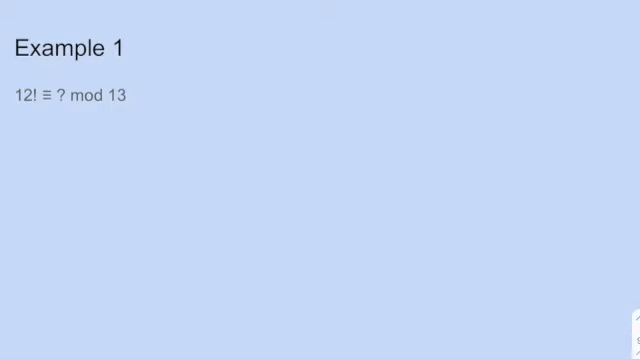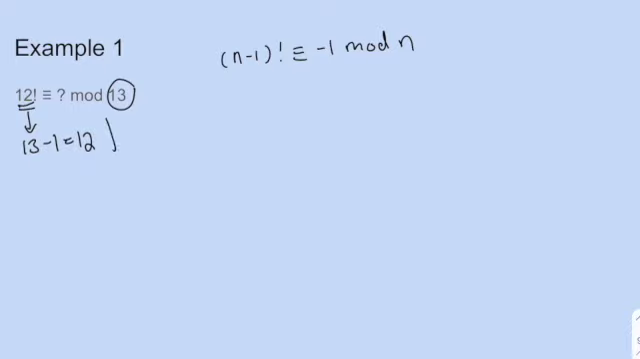In the first example, we have 12 factorial. And since Wilson's theorem states that n minus 1 factorial is congruent to negative 1 in mod n, and 13 is a prime number, and 12 is 13 minus 1, then we know that 12 factorial must be negative 1 in mod 13. And that's our answer.